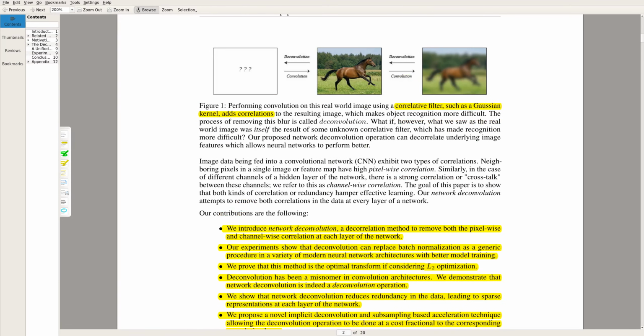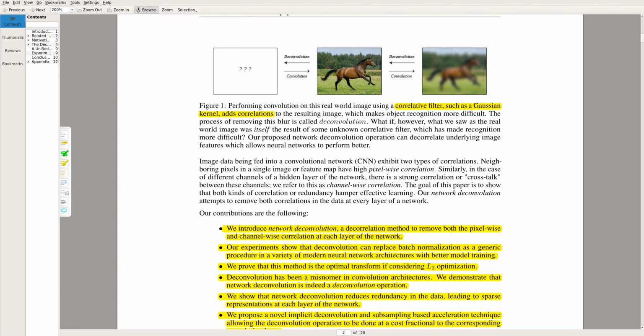So they observed this correlation, right? It's actually, I think, well known. And what they do to decorrelate is deconvolution. As an example of deconvolution, they have this picture of a horse, where if you convolve the picture of a horse with a Gaussian kernel, then you essentially get a blur of that image. And this transformation is reversible, right?